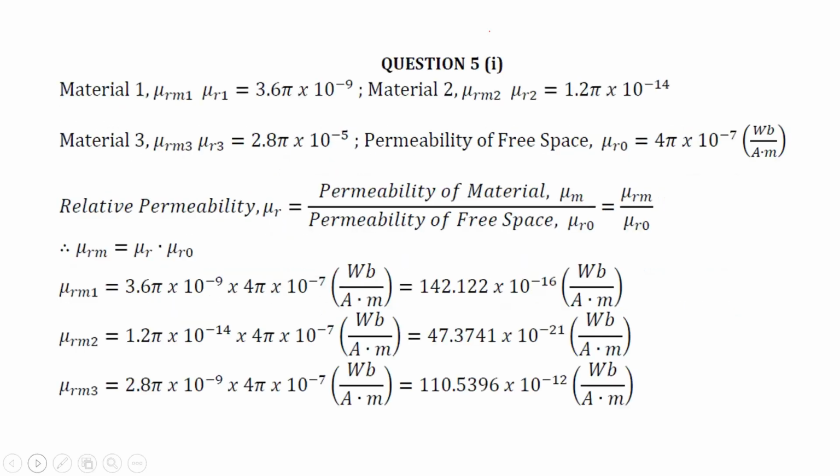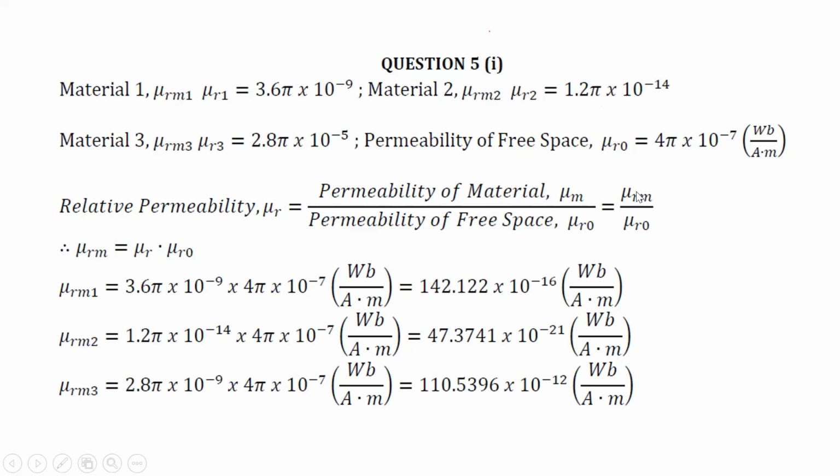So for question number 5I, this is material 1, and relative permeability of material 1 is 3.6 pi times 10 raised to the power minus 9. For material 2, 1.2 pi times 10 raised to the power minus 14. For material 3, 2.8 pi times 10 raised to the power minus 5. And the relative permeability is equal to permeability of material divided by permeability of free space.